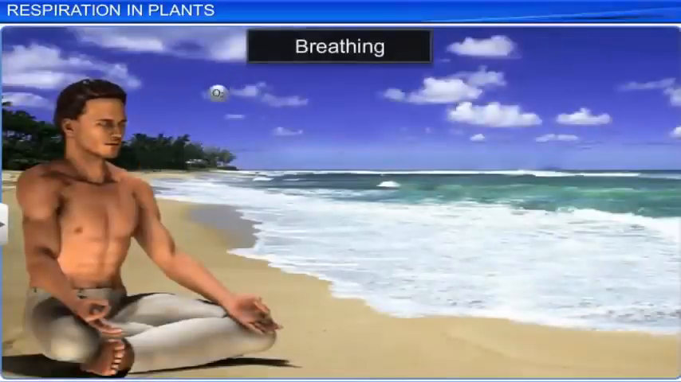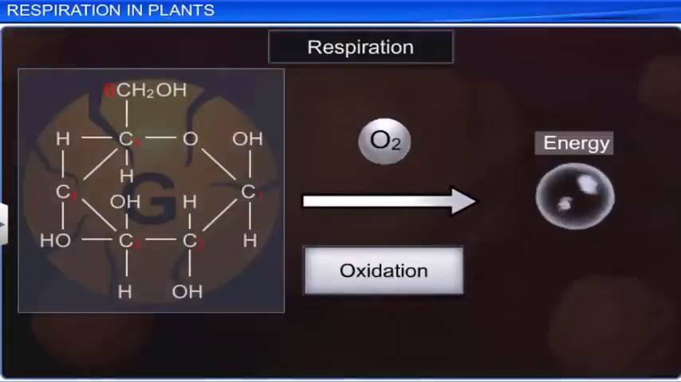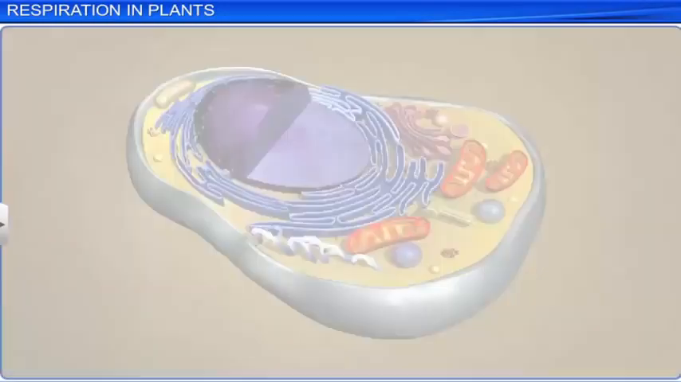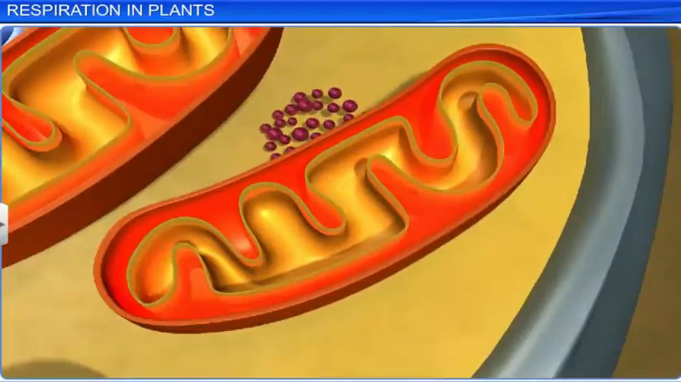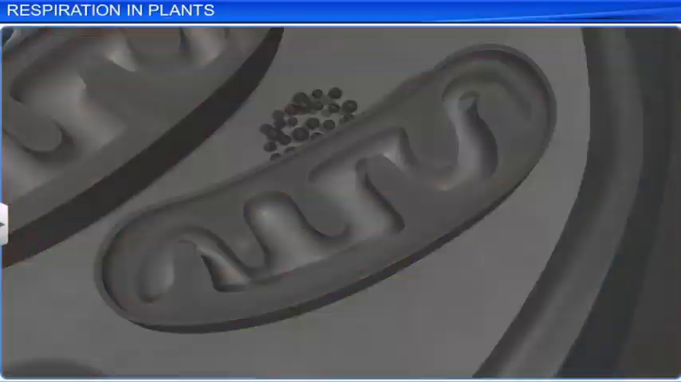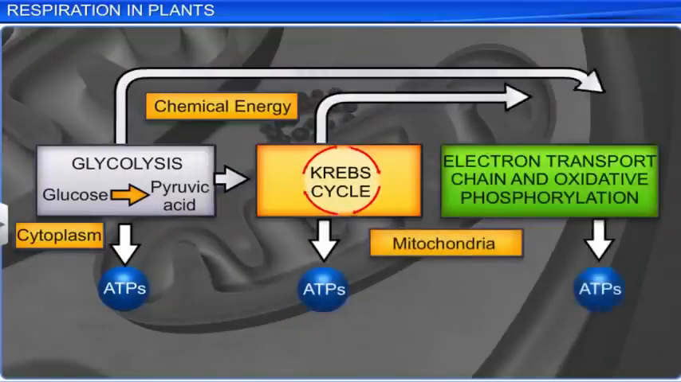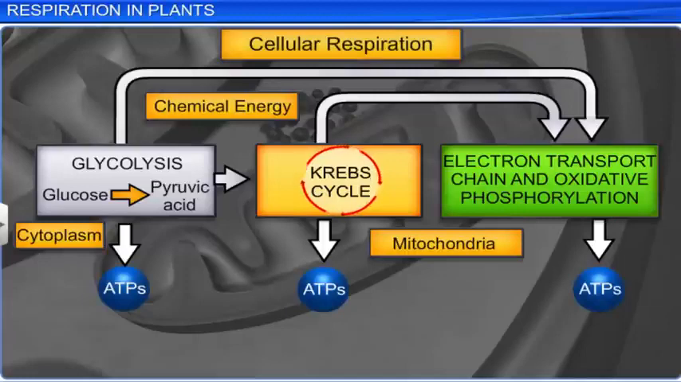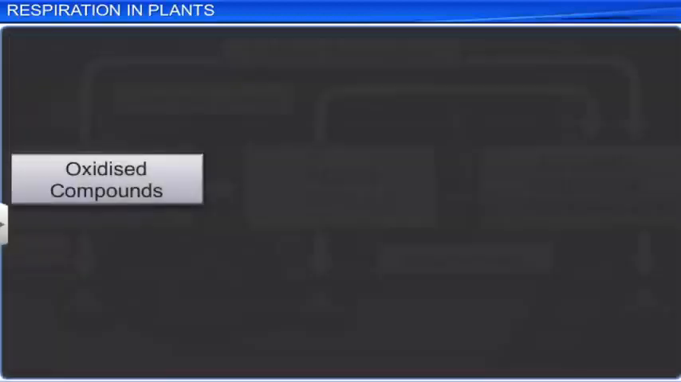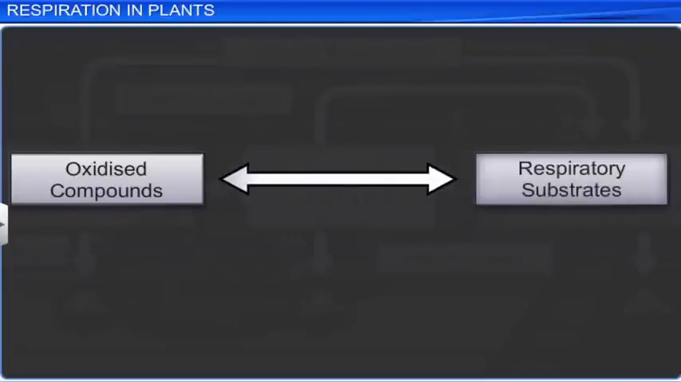While breathing involves gas exchange between organisms and the environment, respiration involves the breakdown of the C-C bonds of complex compounds of food using oxygen to release energy inside the cells. In eukaryotes, it takes place in three distinct stages, namely glycolysis in cytoplasm, Krebs cycle, and the electron transport chain or ETC in the mitochondria. Since it takes place inside the cells, it is called cellular respiration. The oxidized compounds are called respiratory substrates.